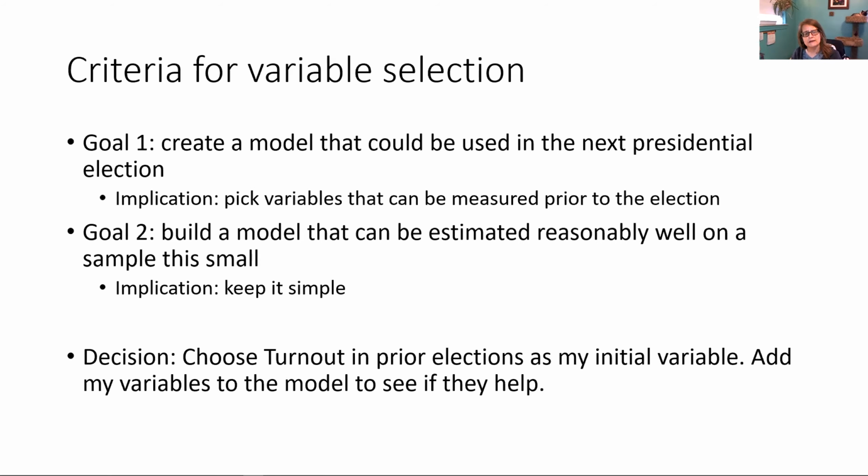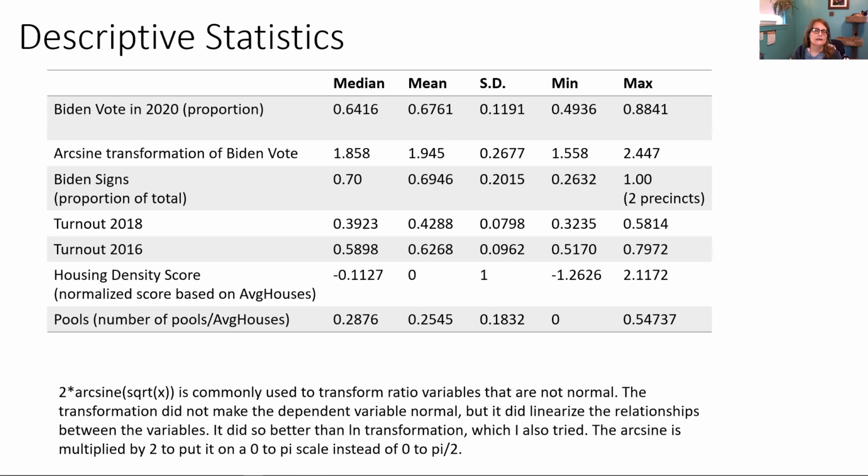Second goal was to build a model that could be estimated reasonably well on a sample this small. Professor Schinke gave me the excellent advice to keep it simple. In this case, there's not a lot of power when you only have 17 observations. So I made a decision to include one electoral variable, which is turnout in prior elections, as my initial variable in my models. And then I added the variables that I measured to the model to see if they would help. These are the descriptive statistics of the information I included in my model.